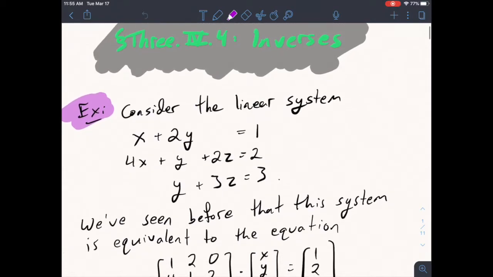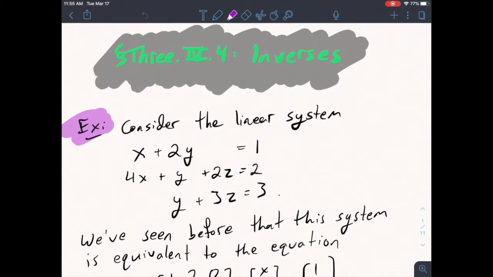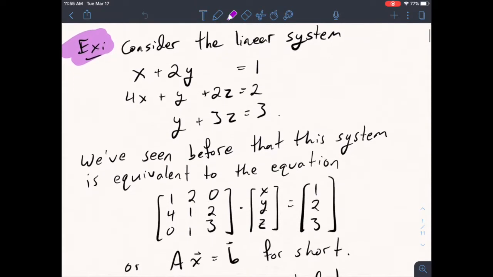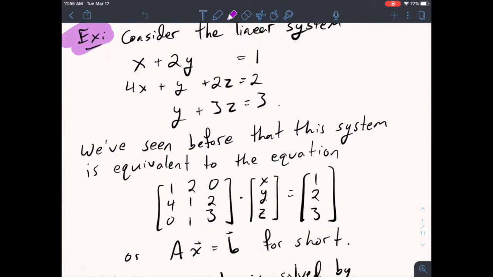Let's say that we have a linear system here. So I have x plus 2y is equal to 1, 4x plus y plus 2z is equal to 2, and y plus 3z is equal to 3. So we've seen before, this system is equivalent to the equation given by this matrix right here, times the vector x, y, z is equal to the vector 1, 2, 3.